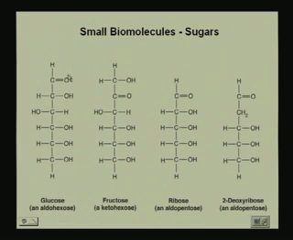Because it has an aldehyde group and it has 6 carbon atoms, it is an aldohexose. Fructose is a ketohexose. It has 6 carbon atoms and it has a ketone group to it. Ribose, which forms the basis of ribonucleic acid, the basic sugar in ribonucleic acid, is an aldopentose.